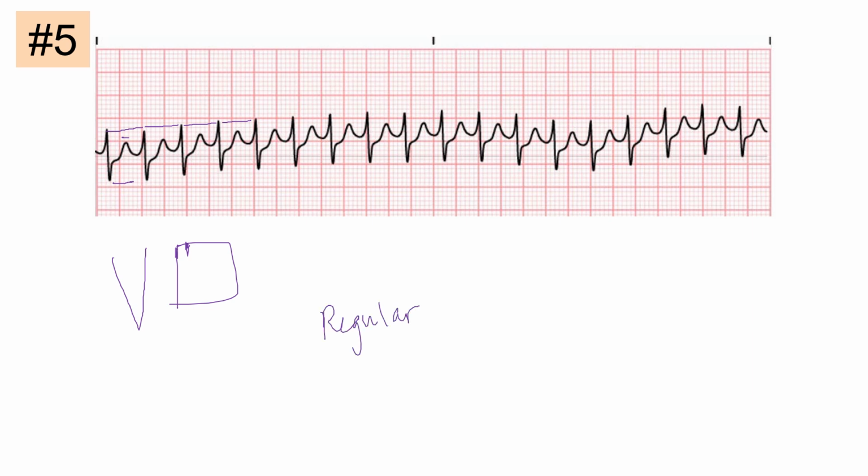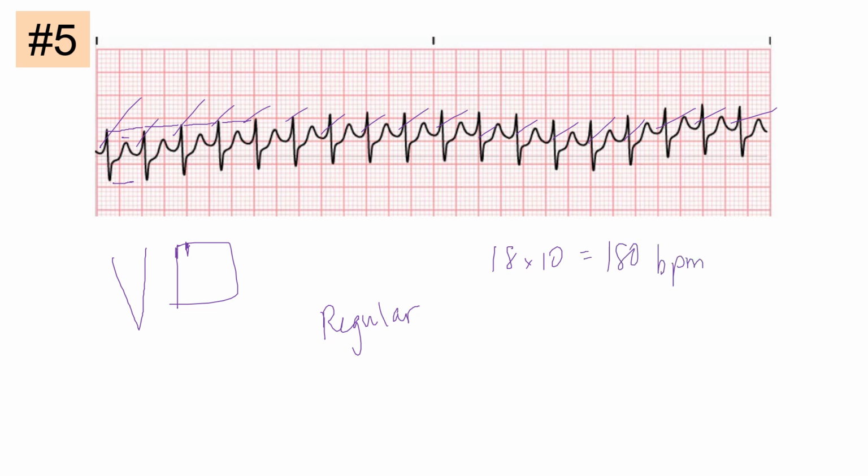So we're going to count the R's. 1, 2, 3, 4, 5, 6, 7, 8, 9, 10, 11, 12, 13, 14, 15, 16, 17, 18. So there are 18 R's. We're going to multiply that by 10. We're going to get 180 beats per minute.